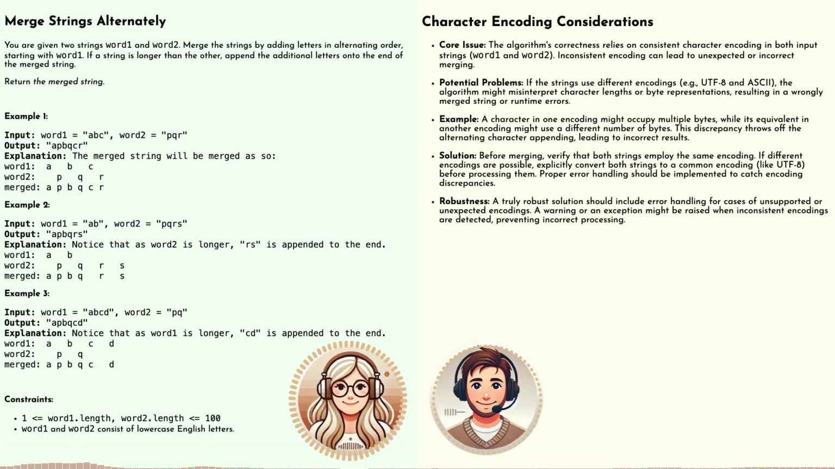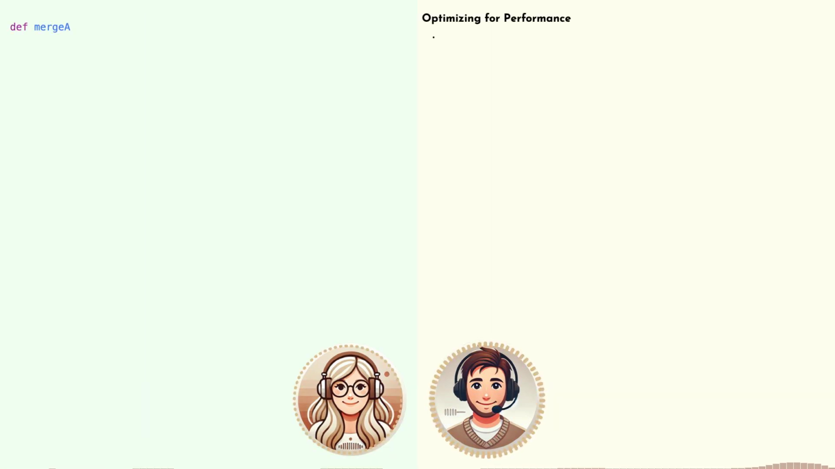Exactly. Luckily, most programming languages give you ways to specify the encoding when you're working with strings. So we need to be mindful of this, and just make sure we're using a consistent encoding throughout our merging process. Precisely. It's like making sure you're tuned to the right frequency on a radio so you can hear the music clearly, without any static. That's a great analogy.